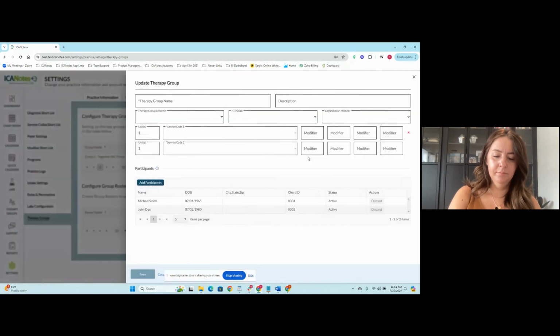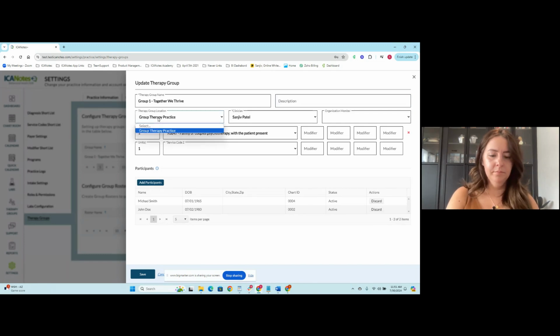So I can edit this and I can add participants, and I can also configure the CPT and service codes. What a beautiful thing about our group therapy feature is that you can auto set a CPT code if you're billing to insurances, and this can automatically go into your billing workflow. So it's all automated. Here at the top, I already titled this group name, so I'm just editing it. I can add a description. I can provide a location if it's in person or even if it's telehealth. I have clinician here and organization member. This is really key. You can add staff members of your practice as additional organization members.